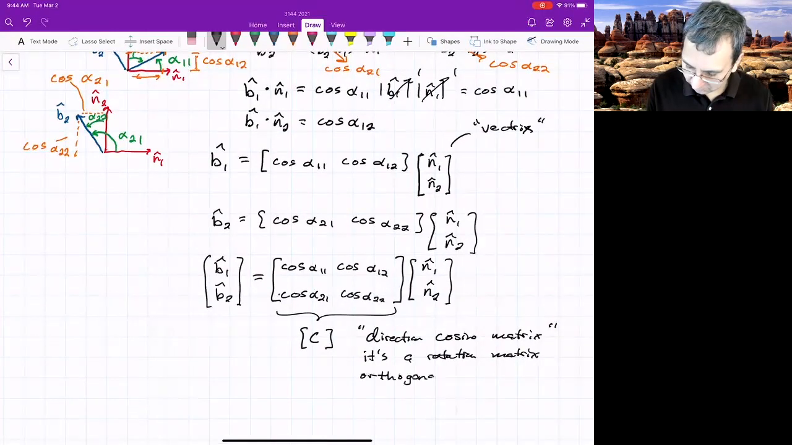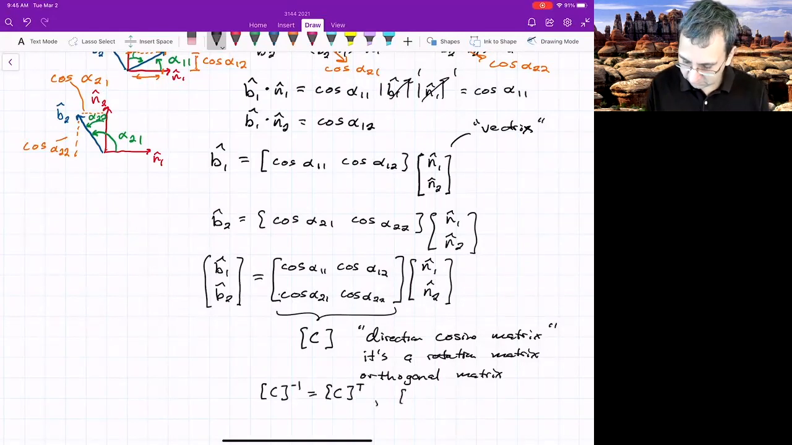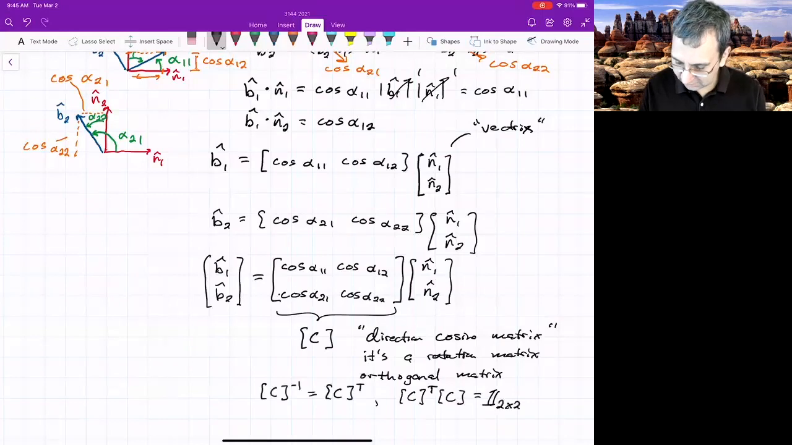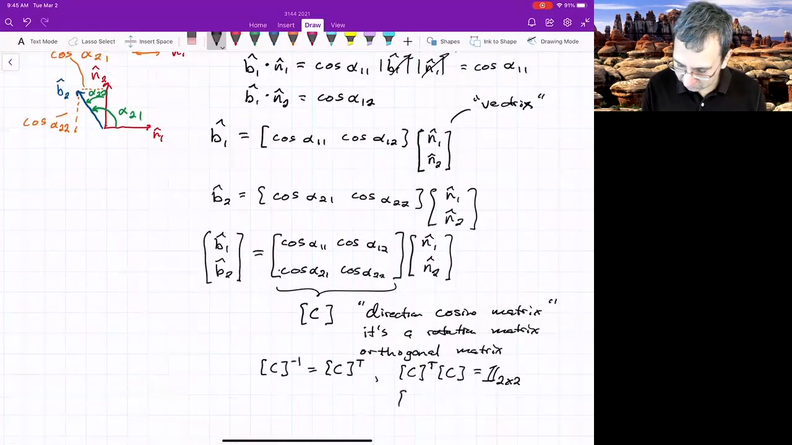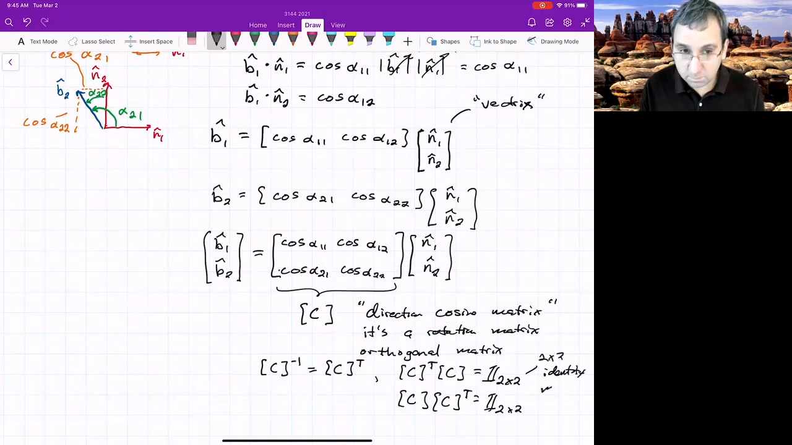So if you remember your property of matrices, what does that mean? That means that C inverse is equal to C transpose. So C transpose times C is equal in this case to the 2x2 identity. And same thing if we were to reverse the order, C times C transpose. This is a 2x2 identity matrix.